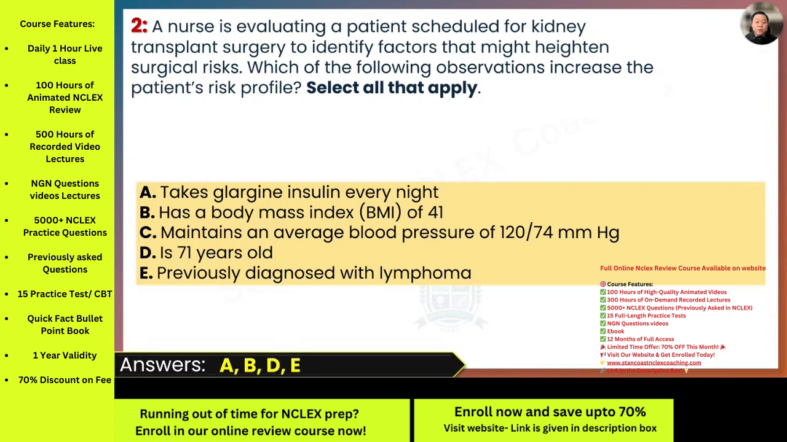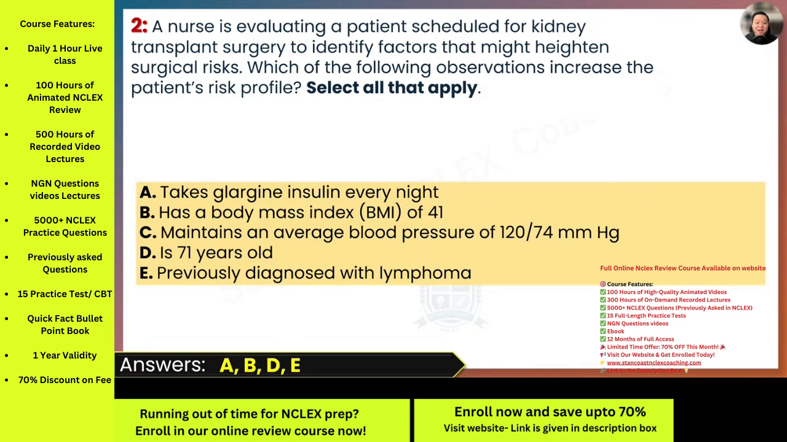Well, 41 is classified as being morbidly obese, which is a significant factor for kidney transplantation. And we know that obesity increases the chances of surgical complications such as infection, wound dehiscence, maybe respiratory issues, and also making immunosuppression therapy more challenging.